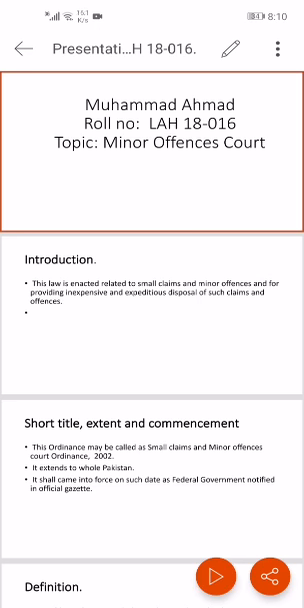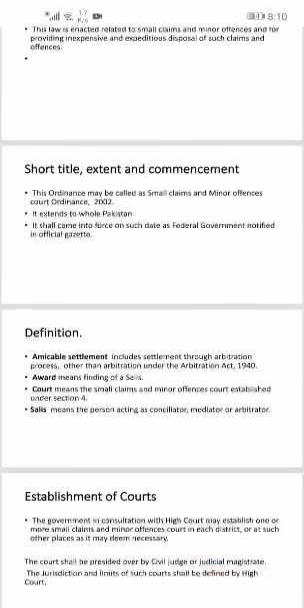Its introduction is this law is enacted related to small claims and minor offences and for providing inexpensive and expeditious disposal of such claims and offences. Short title, extent and commencement. This ordinance may be called the Small Claims and Minor Offences Code Ordinance 2002. It extends to the whole of Pakistan. It shall come into force on such date as the federal government notifies in the official gazette.